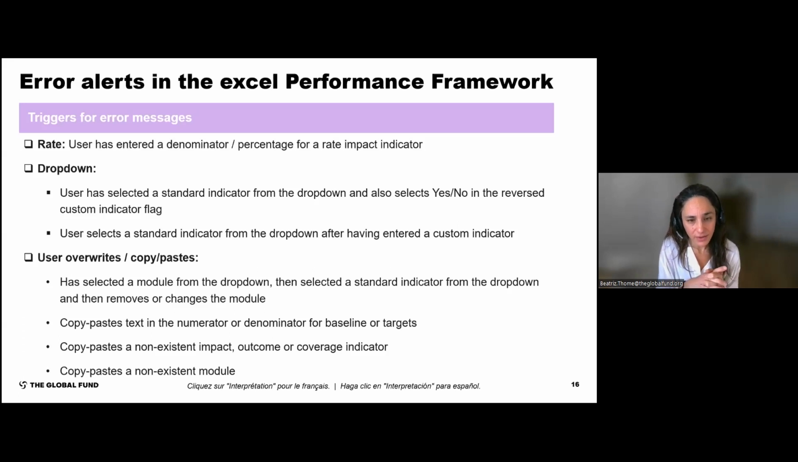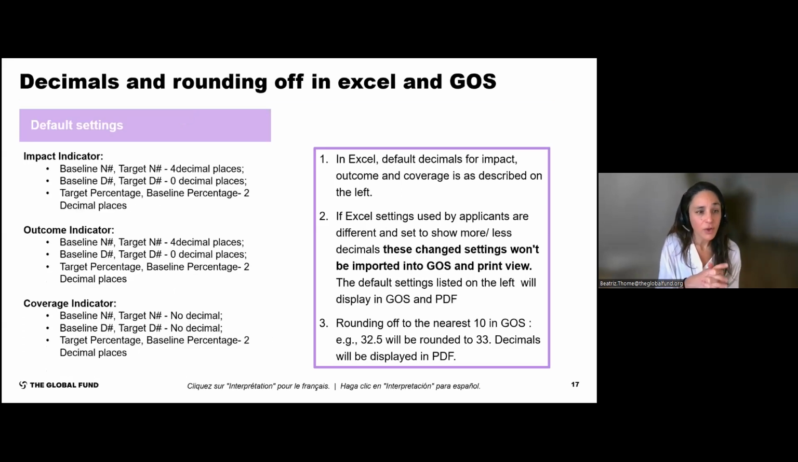So in the next slide, we'll look at the error messages in the following one. But for this one, just a few notes on the decimals and rounding. In Excel, the default decimals for impact, outcome, and coverage indicators is what's described on the left. For impact and outcome, baseline and target numerators go to 4 decimal places, and the percents will go to 2 decimal places.